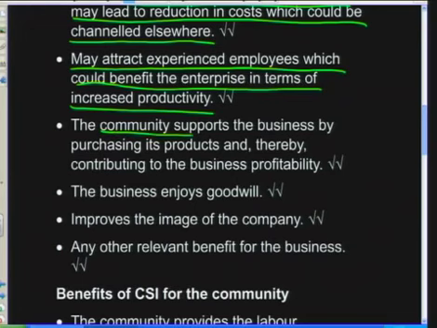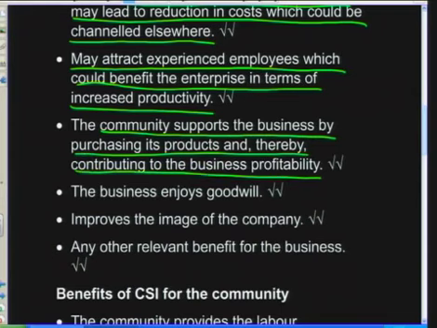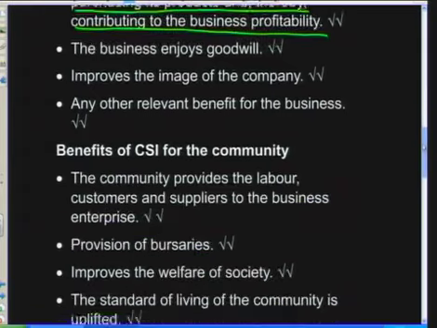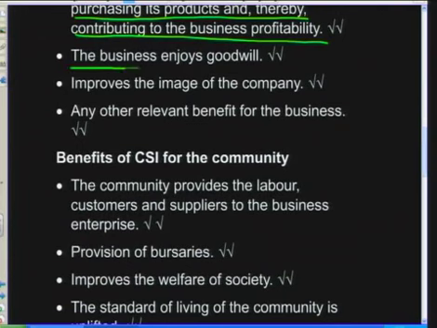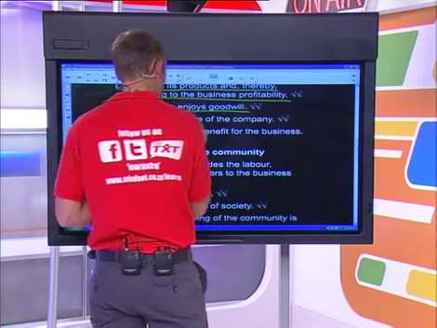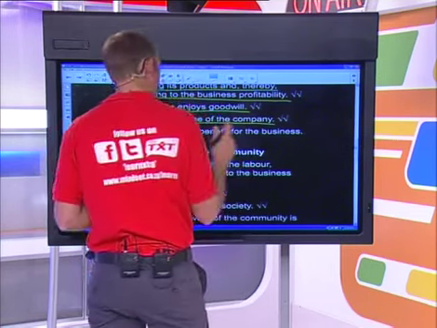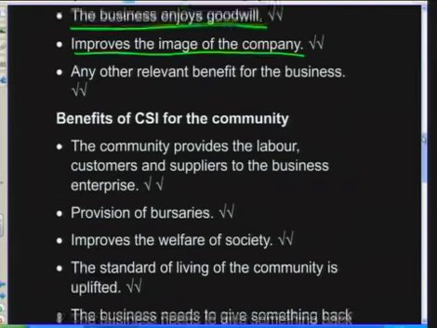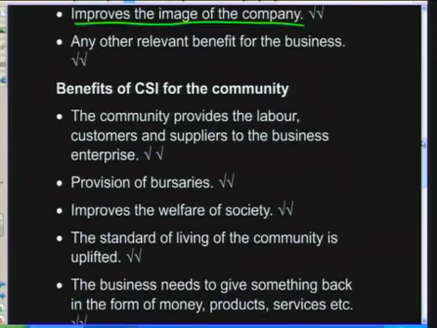As I said, the community supports the business by purchasing its products and thereby contributing to the business's profitability. We look after our community, they're going to look after us. The business enjoys goodwill. Very, very important. This improves the image of the company, right? And any other relevant examples that you can give, if you feel that you can add something in there, then you need to add something in there.